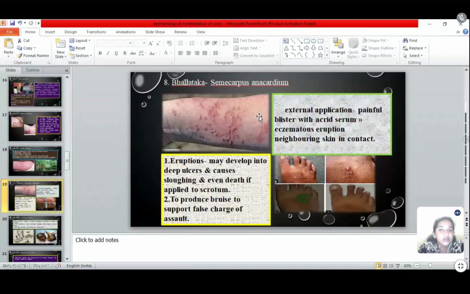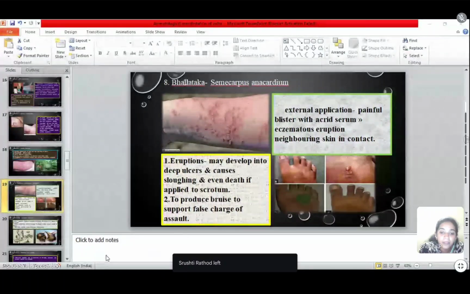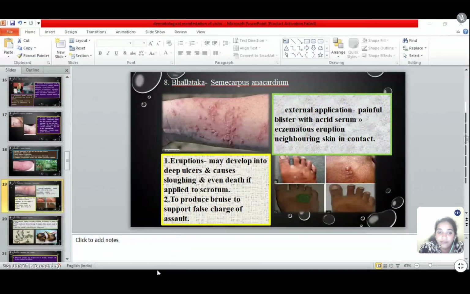Ballataka, again a very common drug. Especially Pitta Pradhana people will experience this most severely. Eruptions may develop into deep ulcers and cause sloughing and even death if applied to the scrotal regions. Again, this is a common drug for malingering or feigning. Can anyone tell what is malingering or feigning?